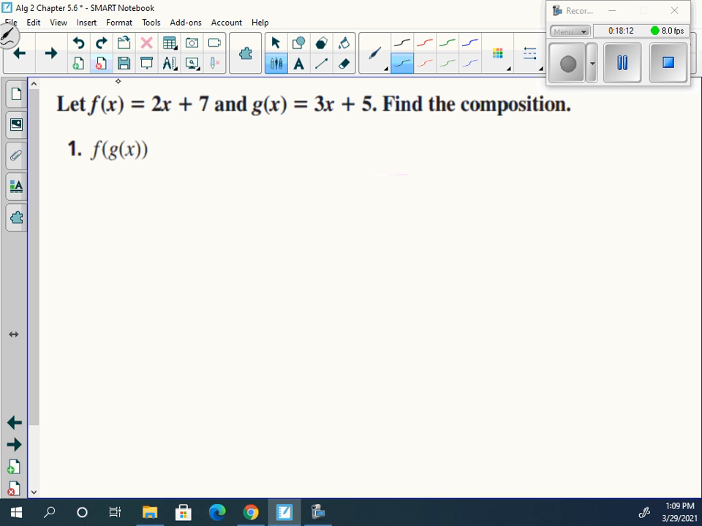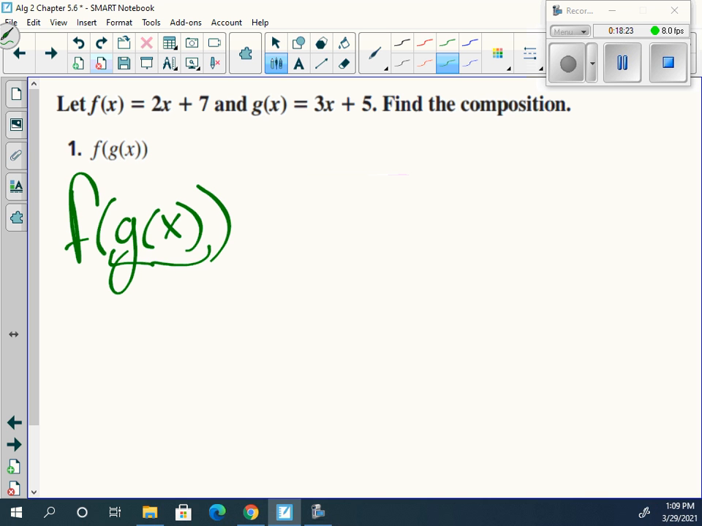When we look at something like this, this is the next one, where I have f of g of x. The first thing I always look at is the farthest inside, which would be g of x. And I want to get that as simplified as I can. So if we plug x into g of x, our g of x is what? 3x plus 5, yes? So g of x, if I replace g of x, plugging x into g of x, we get what?